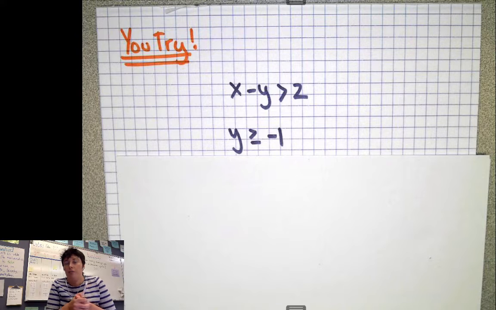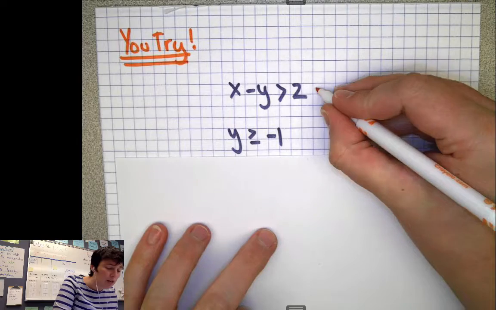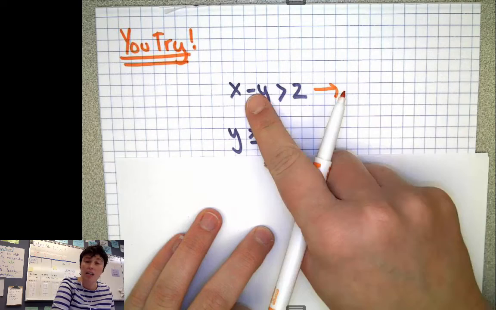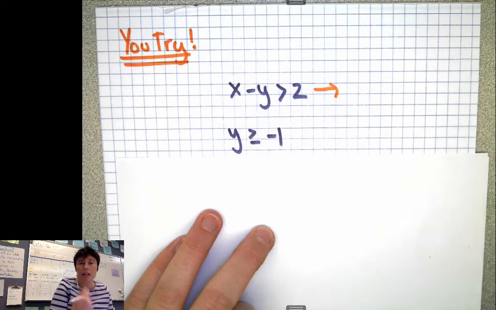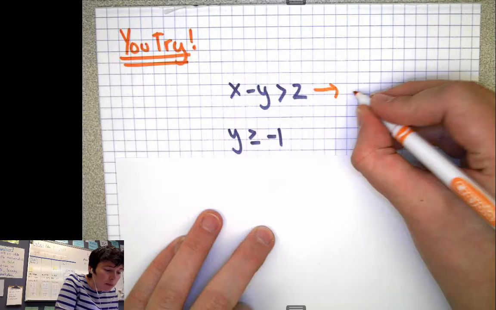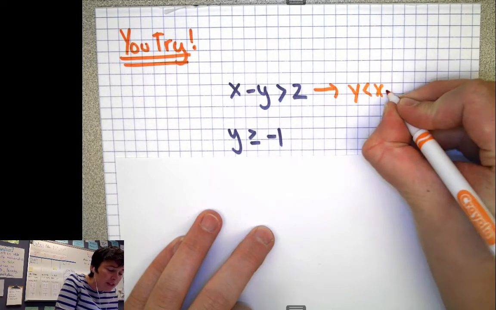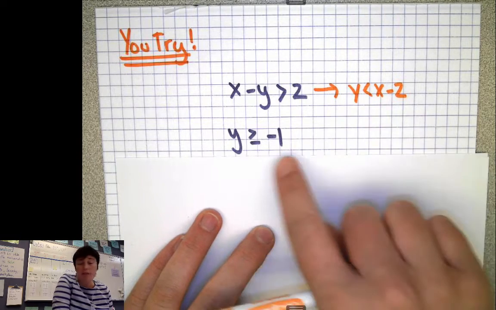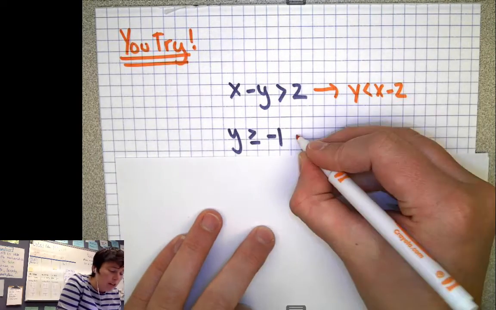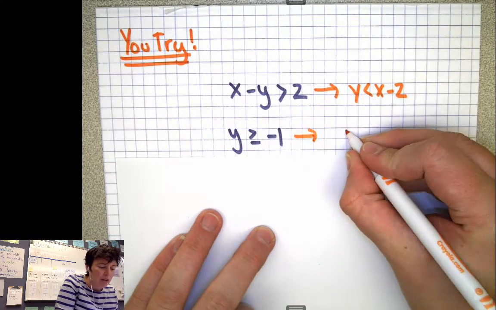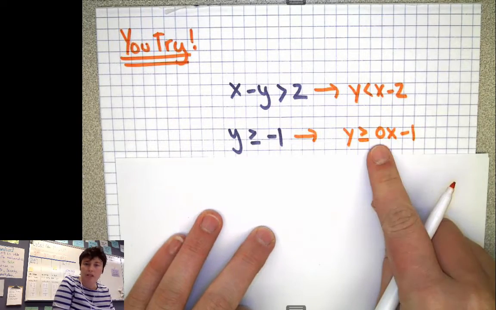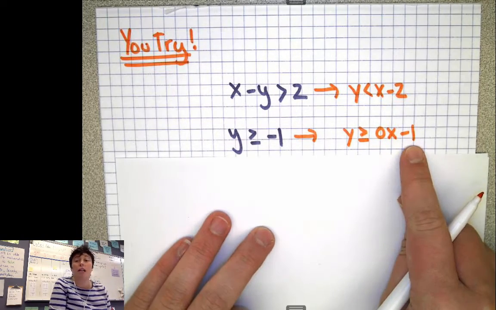Okay, so I'm hoping you're unpausing the video and you're ready to do your check now. The first step was that you had to change out of standard form. When you rearrange this, that negative y is like a negative 1 that you're dividing by, so it flips the sign. You end up with y is less than x minus 2. It better be a less than symbol because it flipped. Now this one's already in slope-intercept form, but you can think of it as y is greater than or equal to 0x minus 1, a slope of 0, and a negative 1 is the y-intercept.